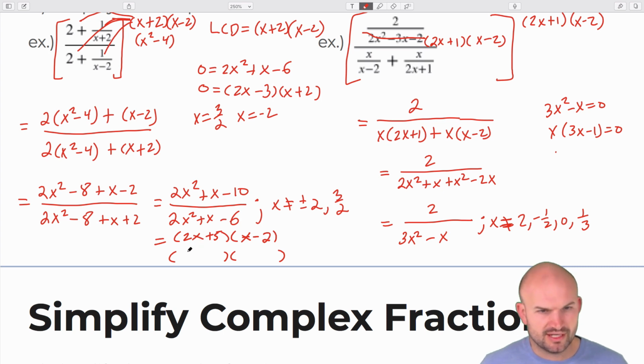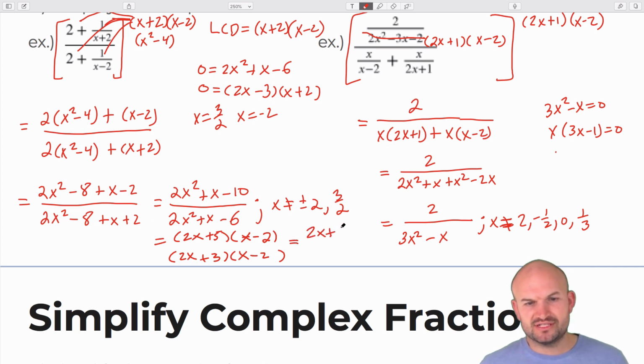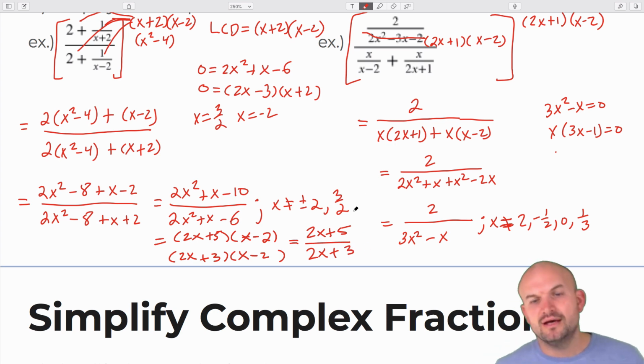And then for this one, I'm figuring it's not gonna be 2x plus 5, so I'm assuming it's gonna be x minus 2. So therefore, this would have to be a 2x plus 3. And let's see if that works. It does. So therefore, my actual simplified result here turns out to be 2x plus 5 over 2x plus 3. So got to be very careful when you're doing these problems. Make sure you further simplify them.